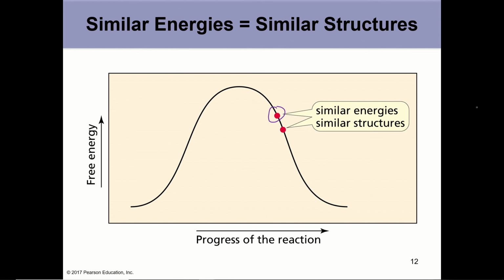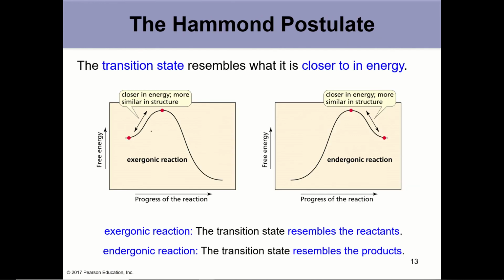Similar energies are going to result in similar structures. So for a reaction energy coordinate diagram, similar energies should result in similar structures. What this means is that if the reactant is closer in energy to the transition state, then the transition state is going to resemble the reactant. And if the product is closer in energy to the transition state, then the transition state is going to resemble the product more closely.